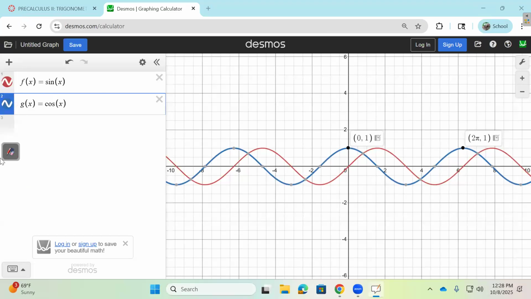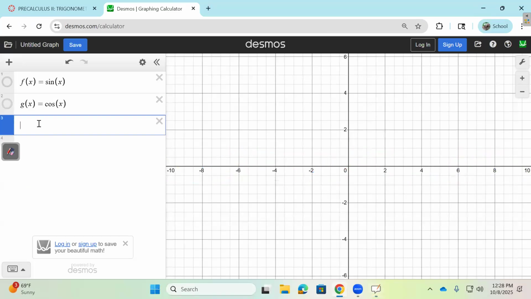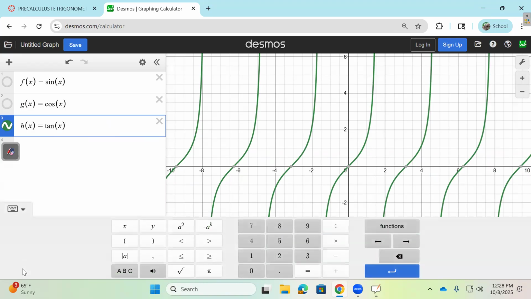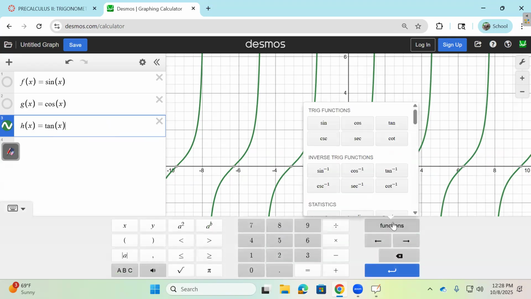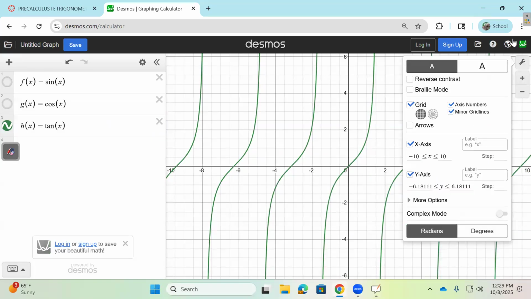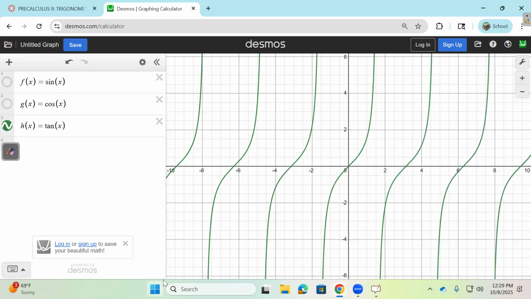let's turn these guys off and look at the tangent. Let's call that h of x. What's the tangent of x, which in Desmos you can get by typing it, or if you're on a mobile device, you can choose from the function menu. By default, on the Desmos graphing calculator, you are in radians. You should be working in radians unless you're specifically giving a degree value to plug in. By default, we're in radians here.